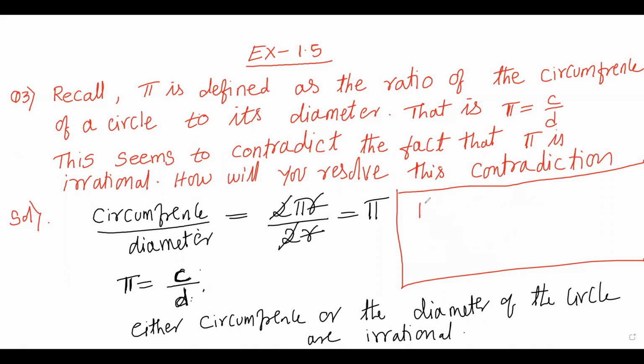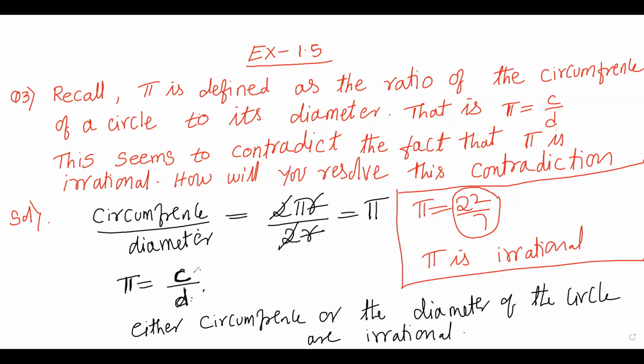We take the approximate value of pi as 22 by 7. This is not the exact value. Of course, 22 by 7 is p by q, but this is not the exact value of pi. This is the approximate value of pi. So the conclusion is pi is irrational.